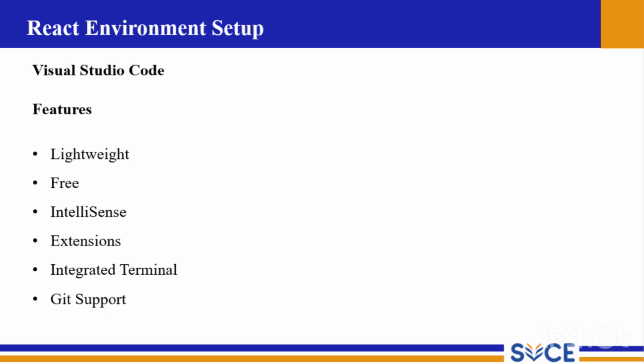Another important feature is the extensions marketplace. We can install extensions such as the React extension pack for automatic code formatting. These extensions enhance productivity and help us follow coding practices. VS Code also provides an integrated terminal. This means we can execute commands like creating a React project, installing packages, and running the development server directly inside the editor without opening a separate command prompt.